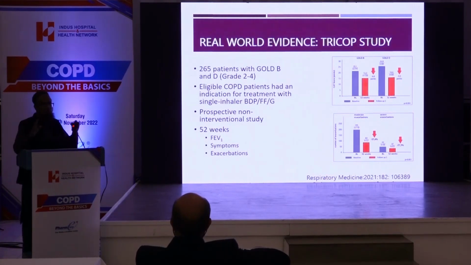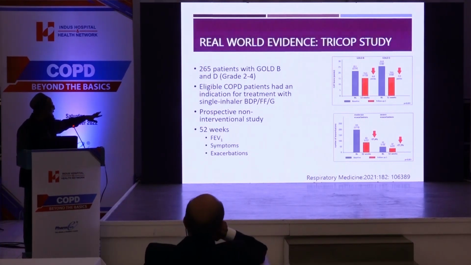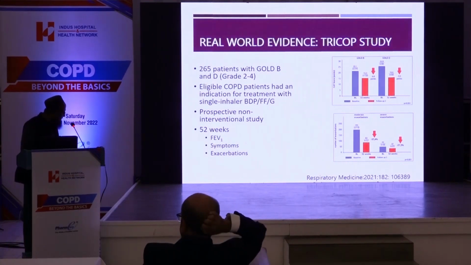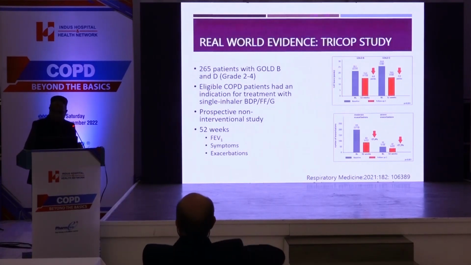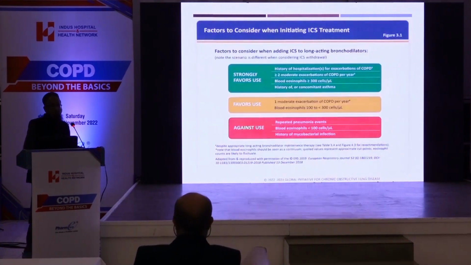TRICOP. Mostly they are pharma based trials. This is the real world trial that was done on GOLD B and D with triple therapy, and they show a significant reduction in not only symptoms. The first chart is of symptoms, and the second one is exacerbation. So significant decline in exacerbation rate and significant improvement in symptoms in moderate to severe COPD cases, which were group B and D, with triple therapy.